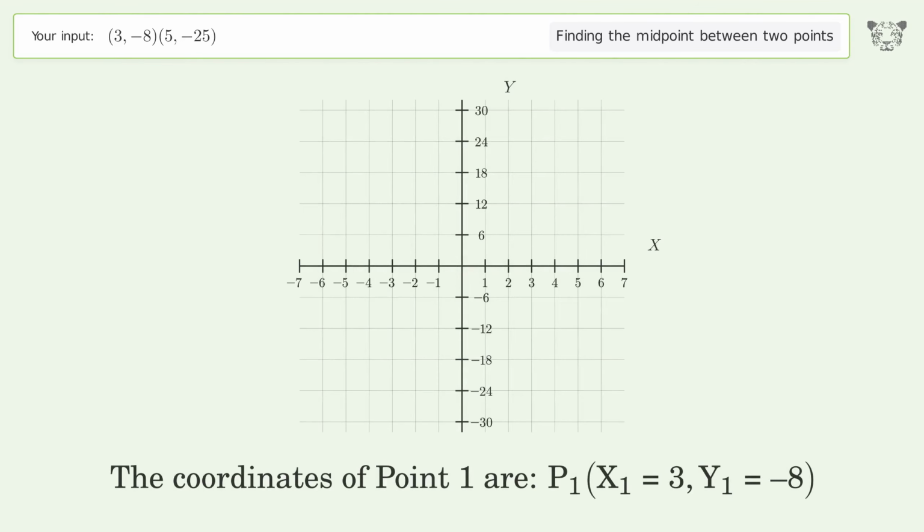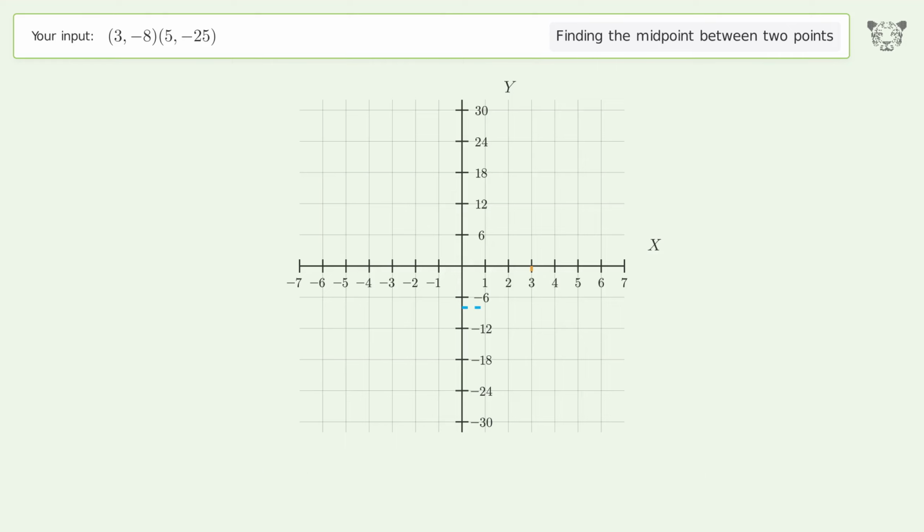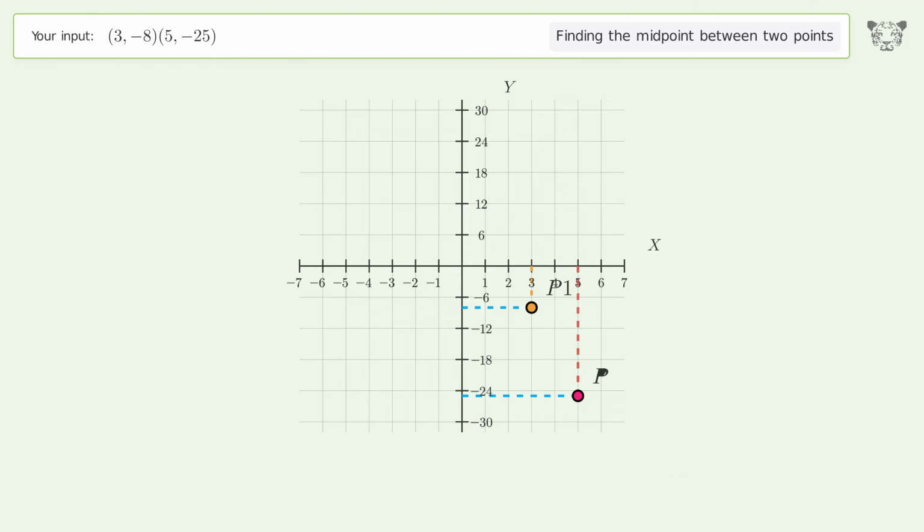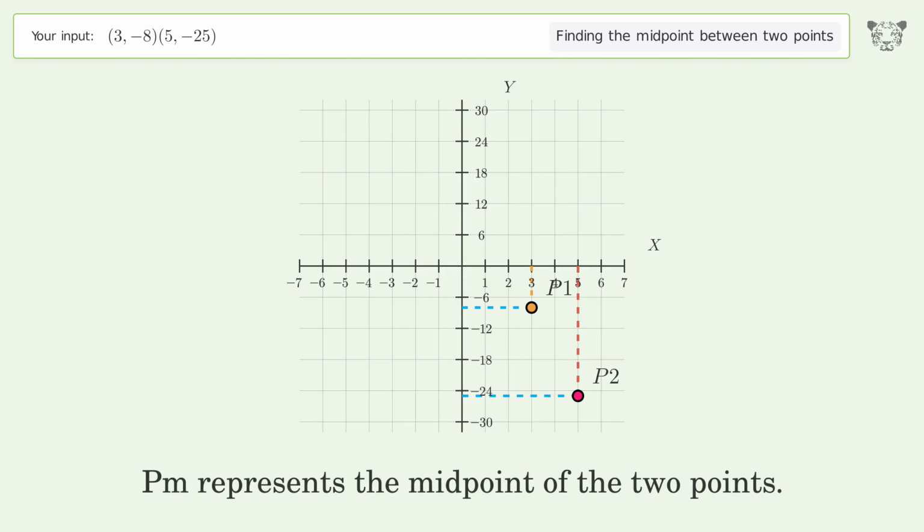The coordinates of point 1 are x1 equals 3, y1 equals -8. The coordinates of point 2 are x2 equals 5, y2 equals -25. PM represents the midpoint of the 2 points.